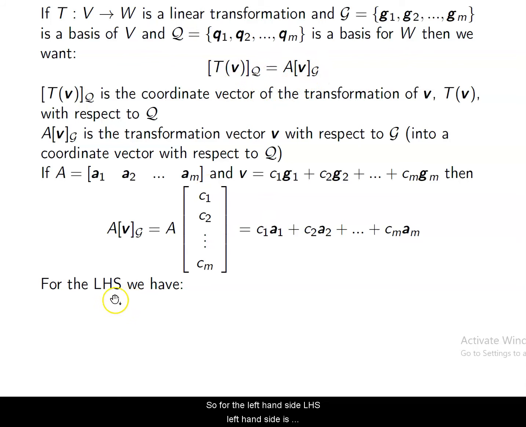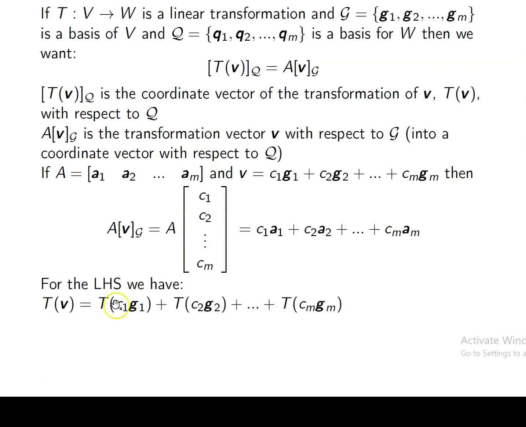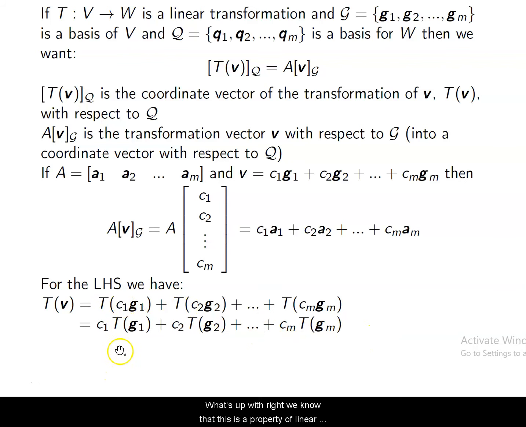For the left-hand side, LHS, this transformation of V in terms of Q, we know that the transformation of V is just us transforming V, so transforming each of these pieces. We know how linear transformation works. We can transform each of the individual parts, and that's what we're going to do. We're going to transform the first part, transform the second part, and add them all together. We also know that we can pull out constants, so that's the next thing we're going to do. We're going to rewrite this as C1 times T of G1 plus C2 times T of G2 and so forth. We know that this is a property of linear transformations.